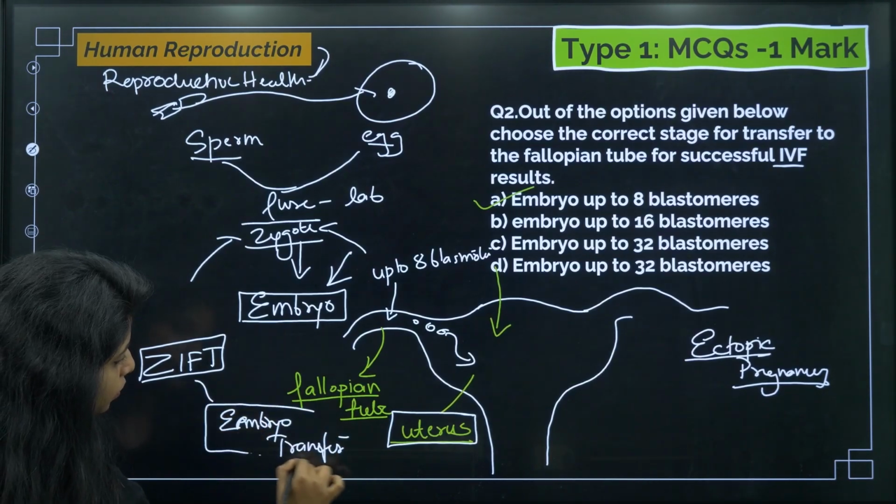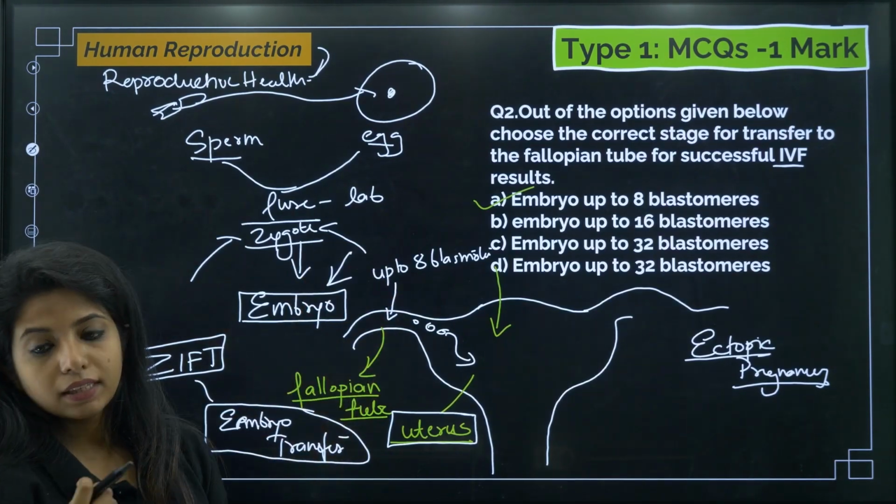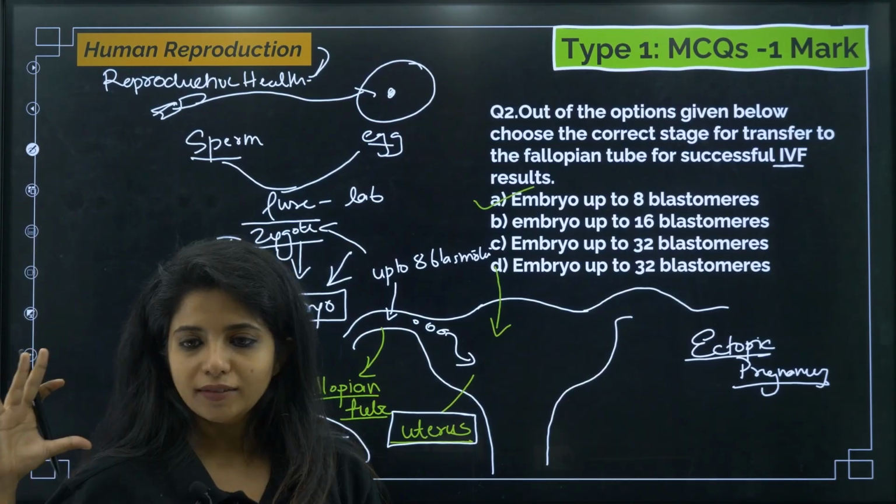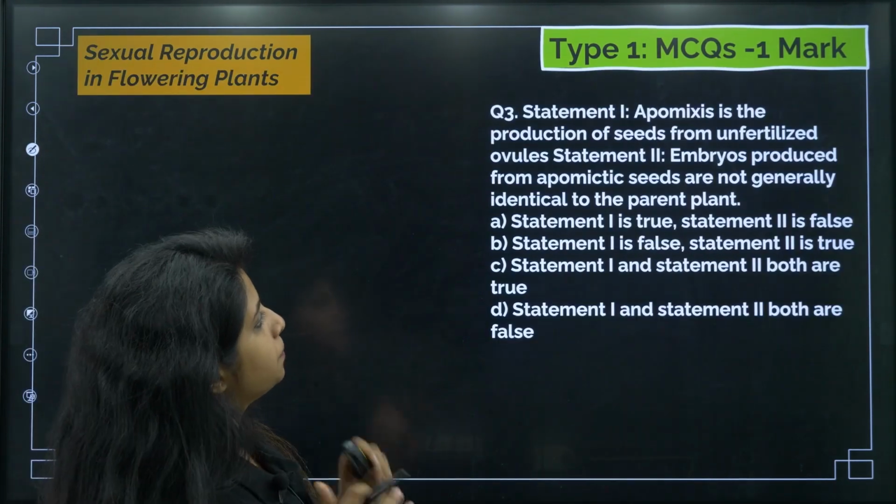Okay, so when you're directly putting the zygote, you call it zygote intrafallopian transfer. When you're putting the embryo, you call it embryo transfer. That's all. Works? Going ahead.